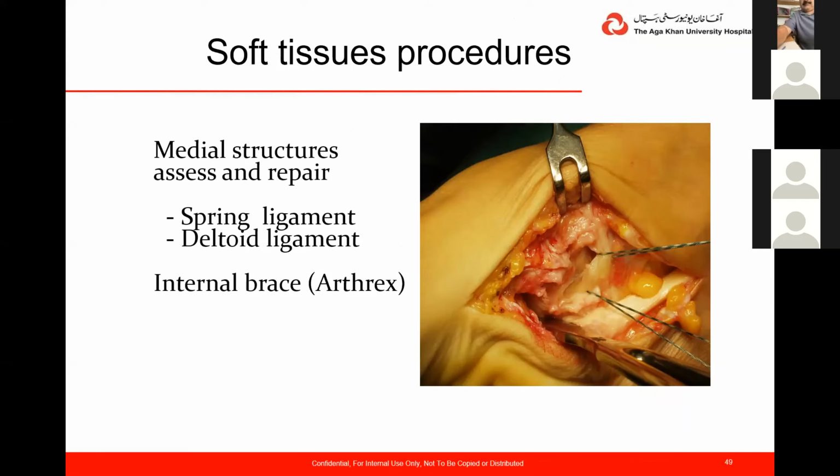So with the advent of modern science, we have got internal brace available in Pakistan with spring ligament with that fiber tape. But soft tissue procedures alone are usually not the only option. It will usually end up in a failure.